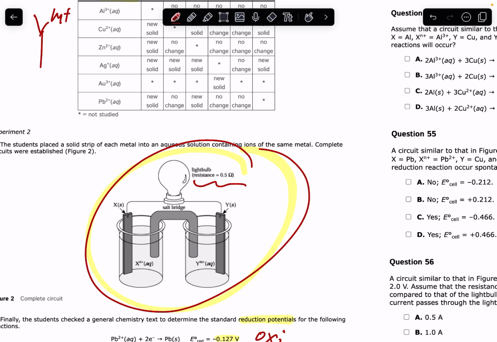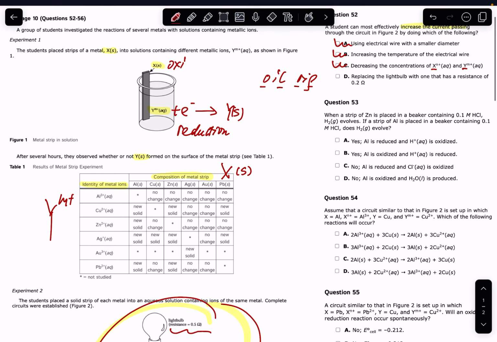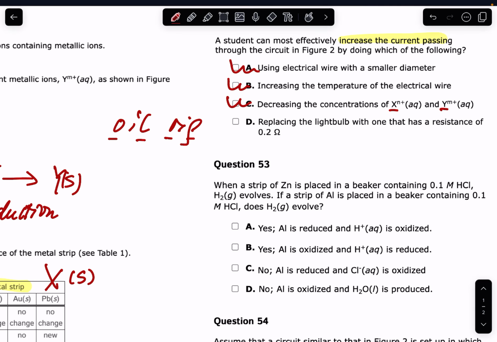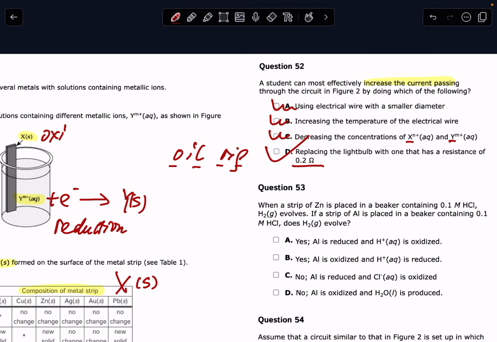So originally, the light bulb has a resistance of 0.5 ohm, right? And if I now replace the light bulb with one that has a different resistance of 0.2, I am decreasing the resistance, right? And decreasing the resistance, very intuitively, you can imagine that will increase the current passing through the circuit, okay? So I really like D, and I think D is the best answer.